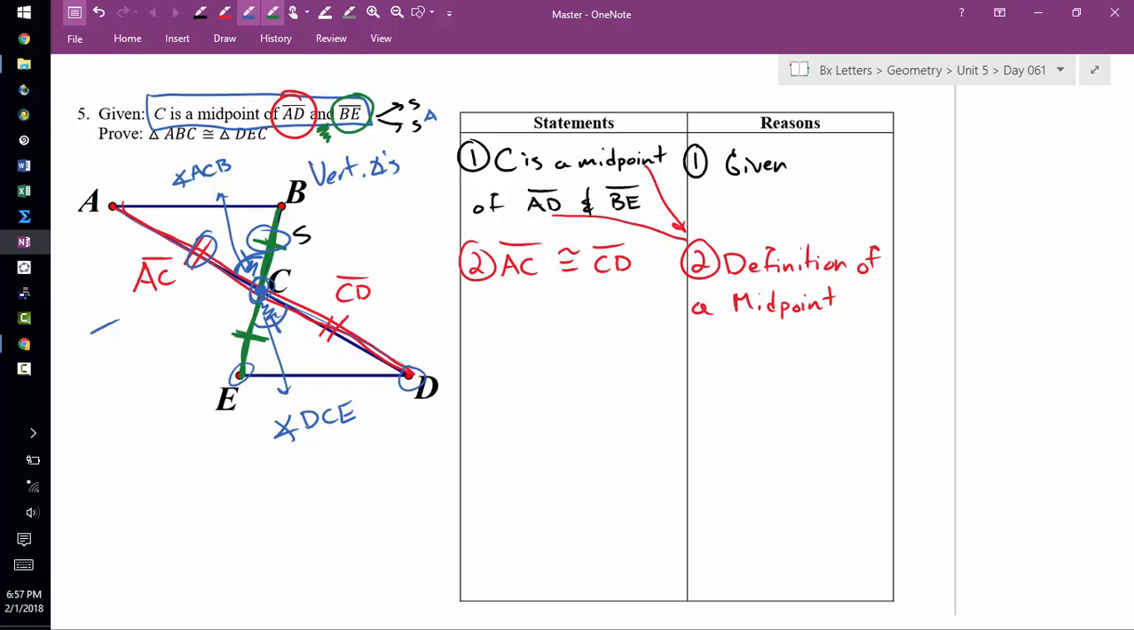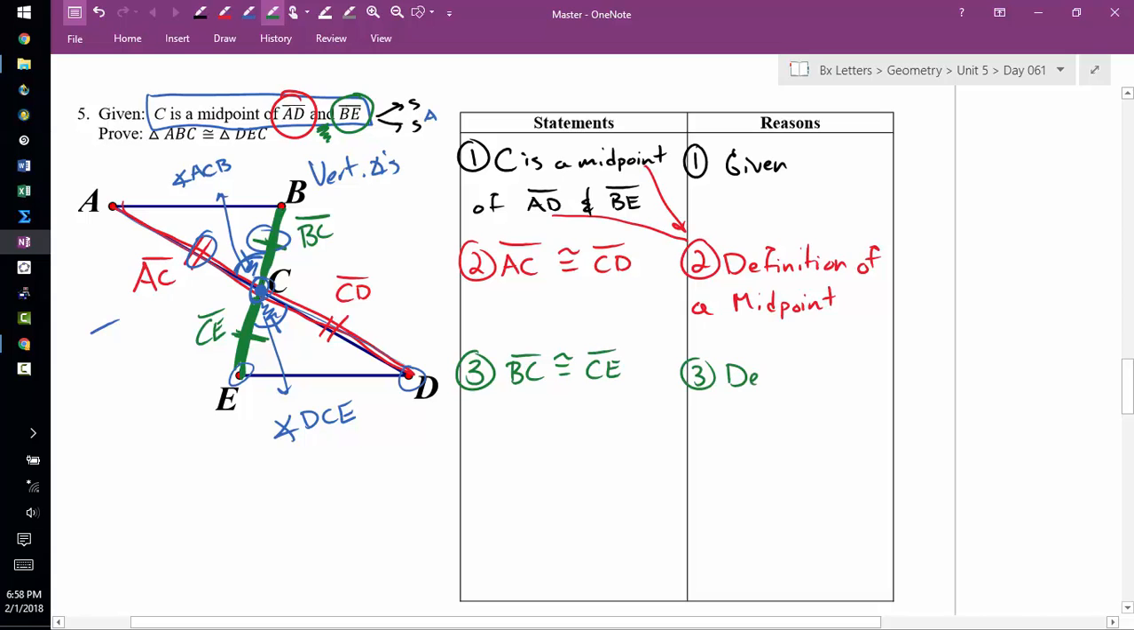The next thing I'm allowed to say is that this side here, BC, must be congruent to this side here, CE. And it's for the same reason. BC must be congruent to side CE, and it's literally because C is a midpoint. That's the definition of a midpoint. That BE and midpoint are what tell me that. So this is a side fact. This is a side fact.